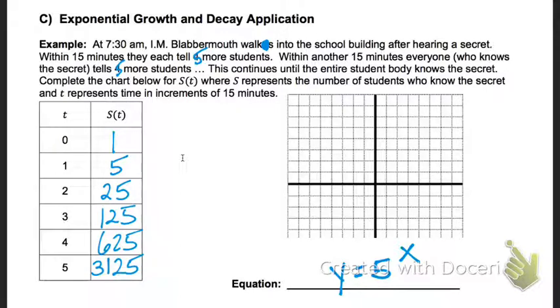3,125 people know. How many minutes has that been? So 15, 30, 45, an hour. An hour and 15 minutes. 3,000 people know. It's not realistic. In about 30 minutes, 3,000 people. That's like double our class. That's crazy.